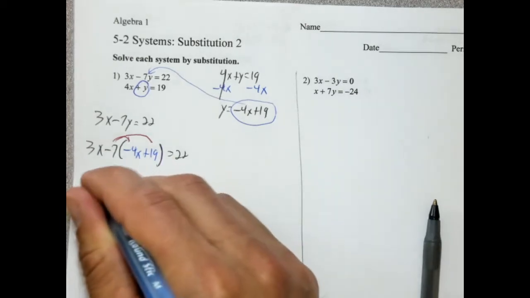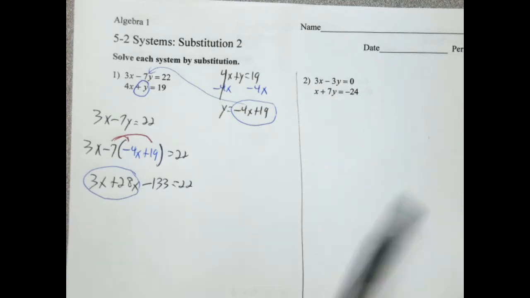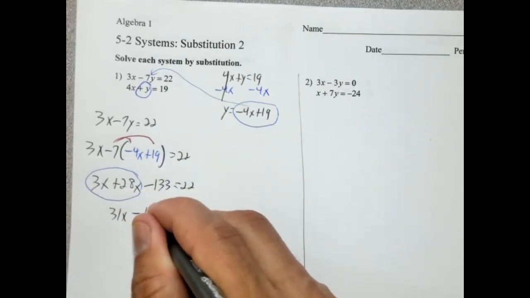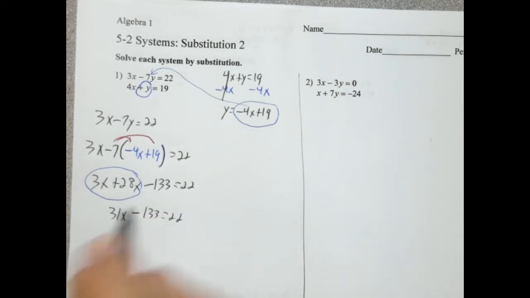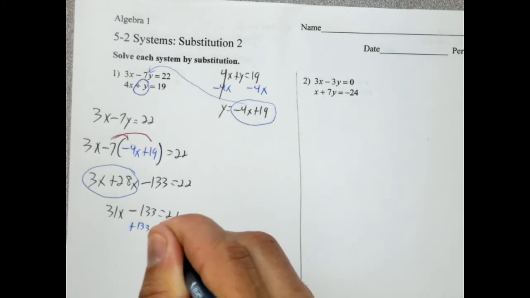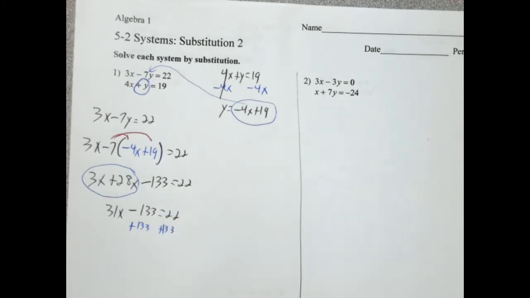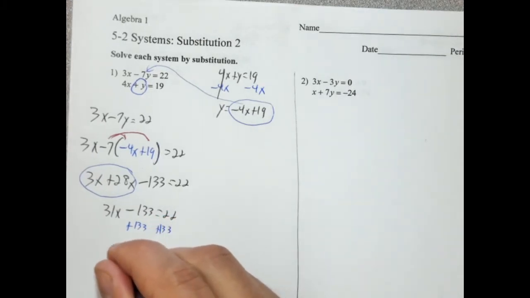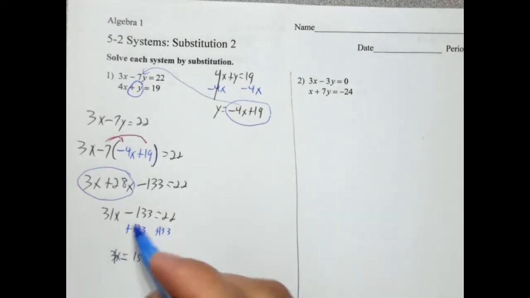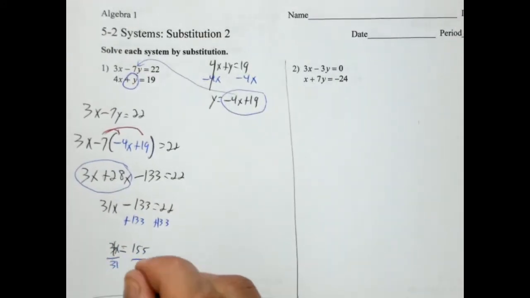All right, let's combine these like terms. So 3x plus 28x will be 31x. So 31x minus 133 equals 22. And we're going to add 133 to both sides. So we're going to have 31x equals 155. And we're going to divide both sides by our coefficient, which is 31. And x will be equal to 5.